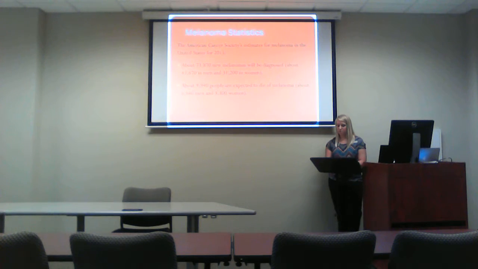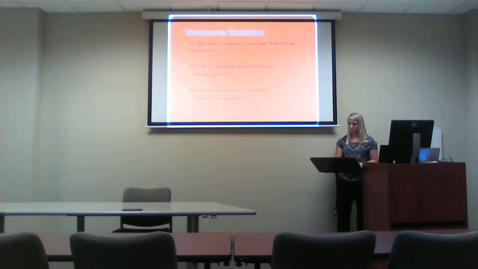Melanoma's rate has gradually been increasing for the past 30 years. Melanoma is 20 times more common in Caucasians than African Americans. The average age is 62, and melanoma risk increases with your age. But it is not uncommon in those younger than the age of 30. It is the most common cancer in young adults, especially young women. This is probably due to the importance of their appearance, which increases their tanning.